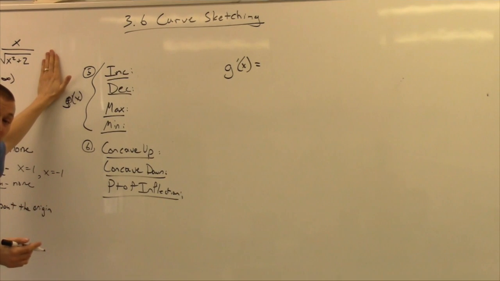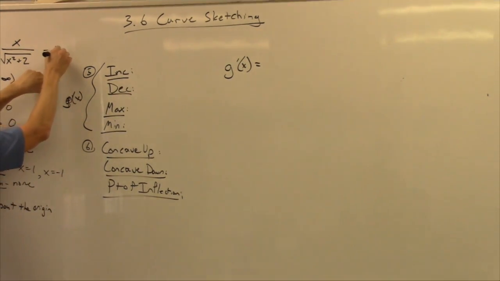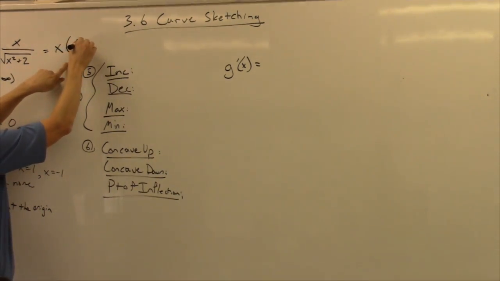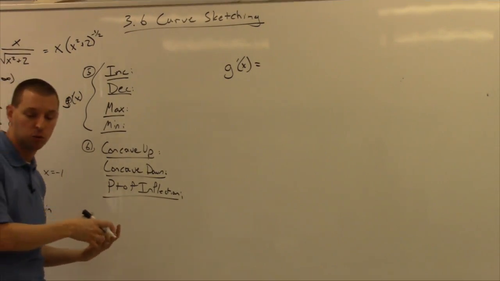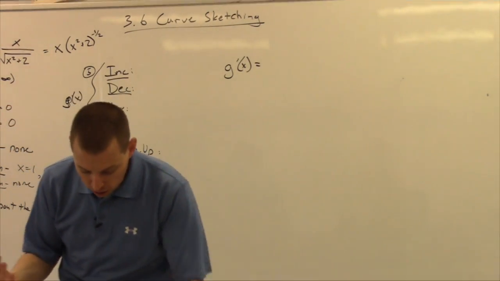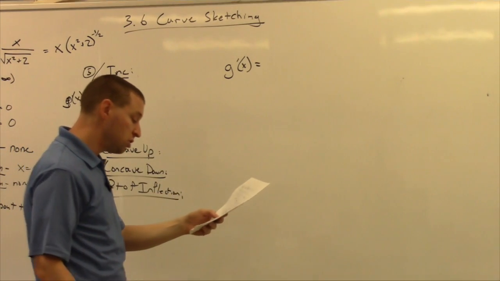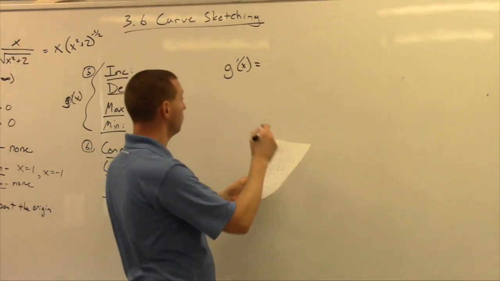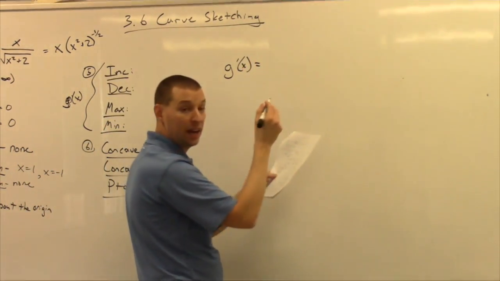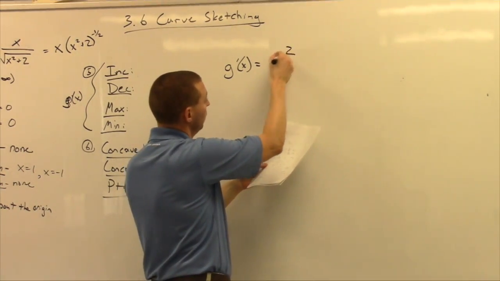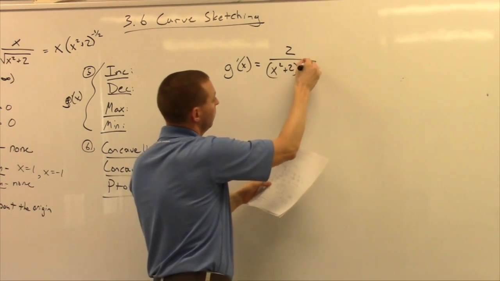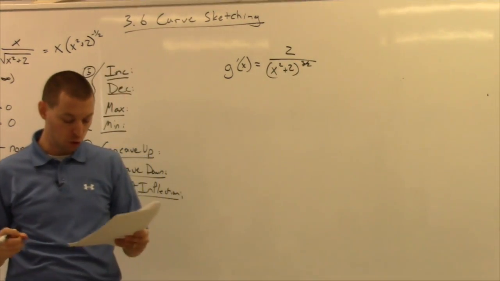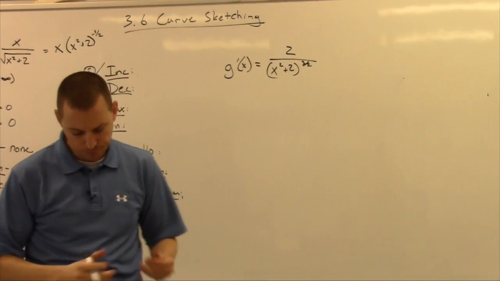This form may not be the one that you like. Quotient rule with this is a little tricky. You could also maybe take a look at it like this, just to give you another way to look at the problem. That would be another way, and then you could do product rule instead of quotient rule. Regardless of the way that you choose it, I have my cheat sheet here where I've already figured out what the first derivative is, and I'm just going to go ahead and tell you what it is without going through it. You can do that on your own. I end up with 2 over x squared plus 2 to the 3/2 power.